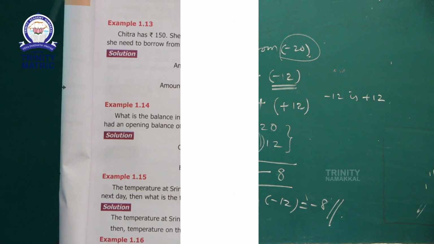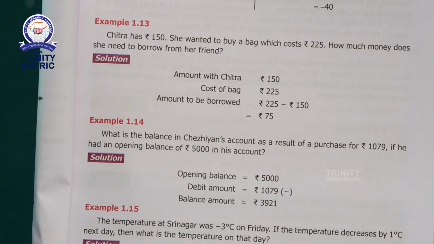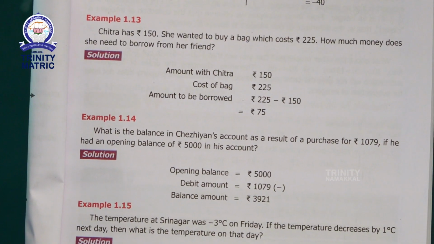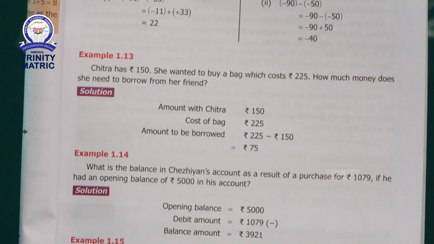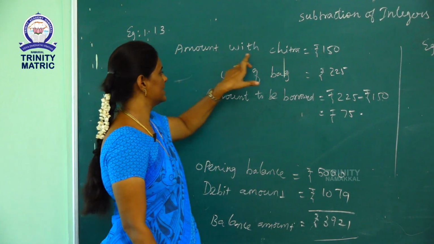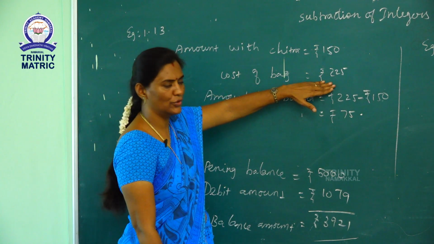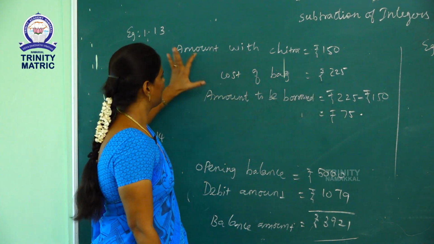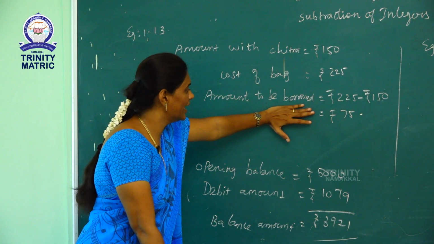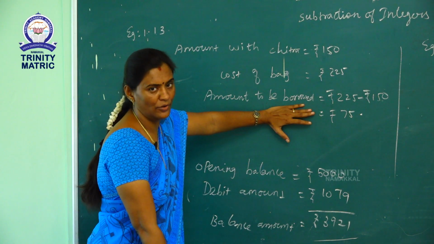This is the answer. See example 1.13. Chitra has rupees 150. She wanted to buy a bag which cost rupees 225. How much money does she need to borrow from her friend? See here, the amount which Chitra has is rupees 150. What is the cost of the bag? 225. We have to find the amount to be borrowed from her friend.